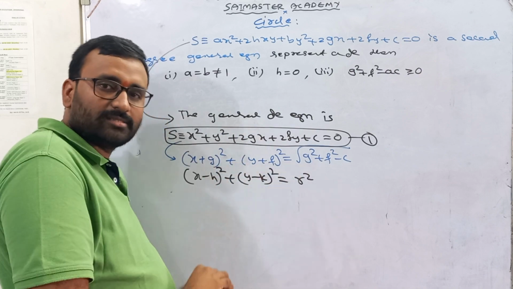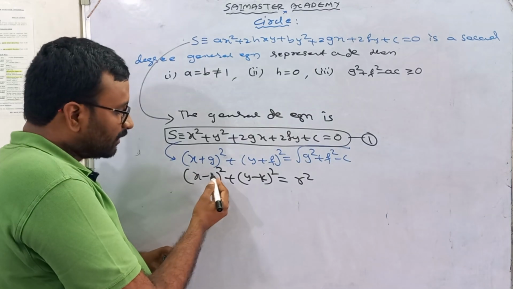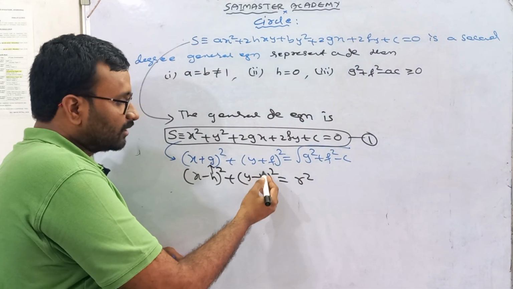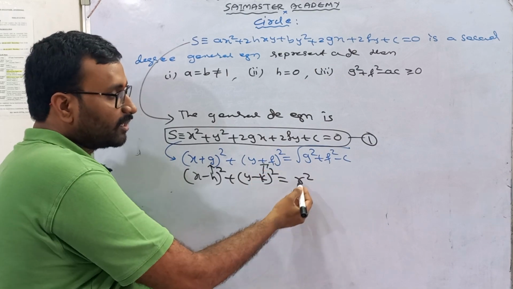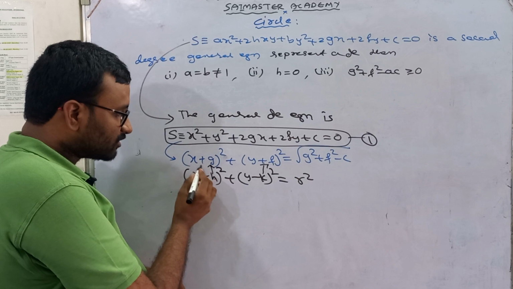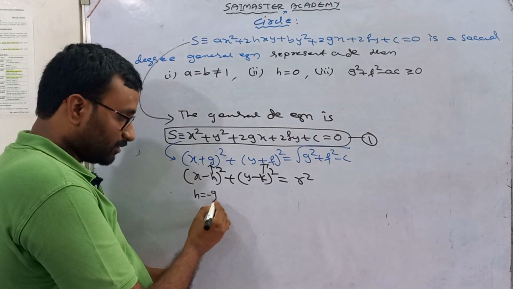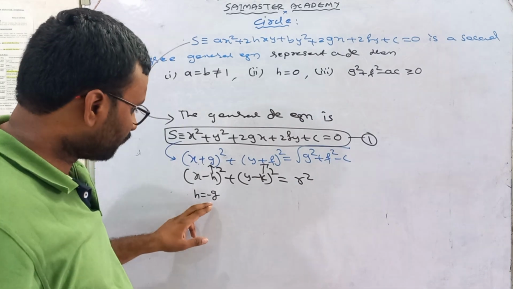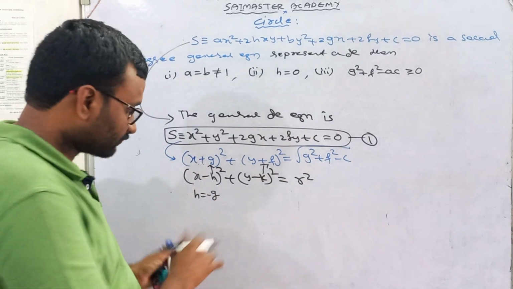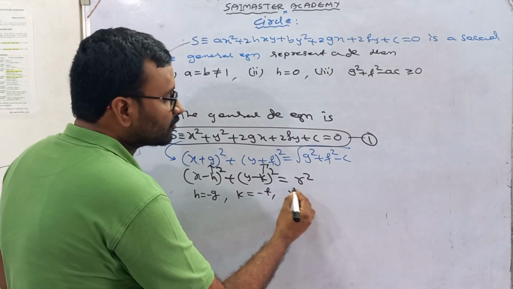I wrote that step directly. Now we are comparing this with the standard form. Here in place of h we have g, in place of k we have f, and for r square we have this. Here it is x minus h, and this is x plus g, so we can write h equal to minus g. Why? Because if you write minus g here, x minus into minus gives plus g, so you get x plus g. And k you will get minus f. And r square, what do we have?